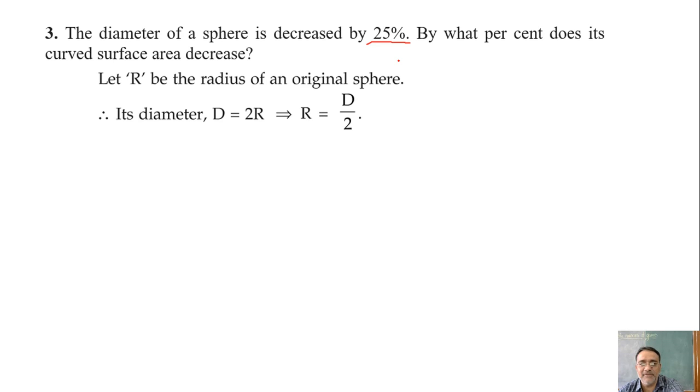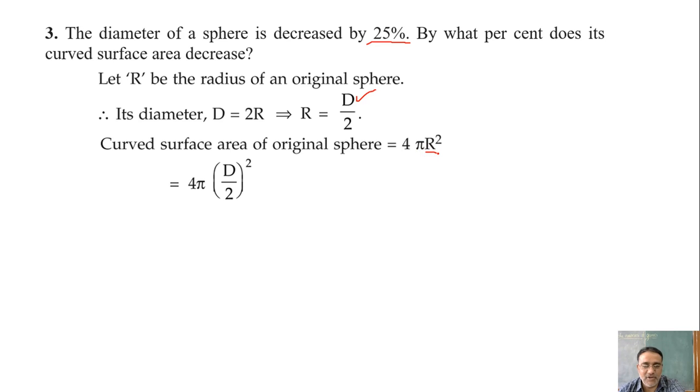So what is the formula of curved surface area of sphere? 4 pi r square. Right, 4 pi r square. Now we'll substitute this value here, that is d by 2. So d by 2 whole square is d square by 4, and we can cancel this 4. So we are getting pi d square. This is the original curved surface area.